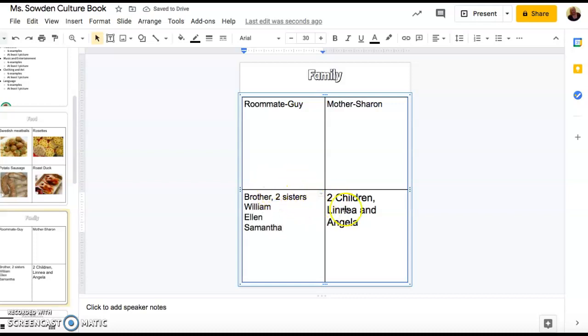Okay. Now I could also put my grandchildren in here, and I might choose to put family pictures in this slide. So you can upload pictures of family members if you want to.